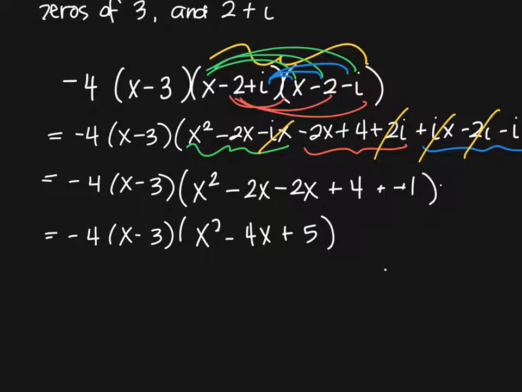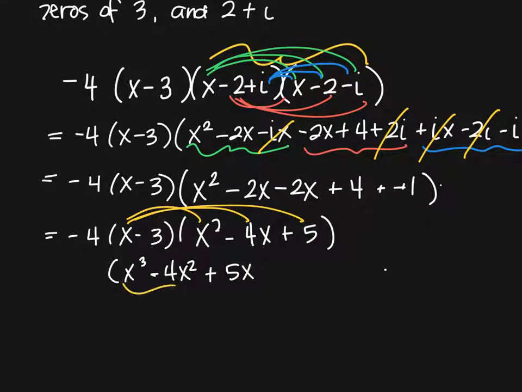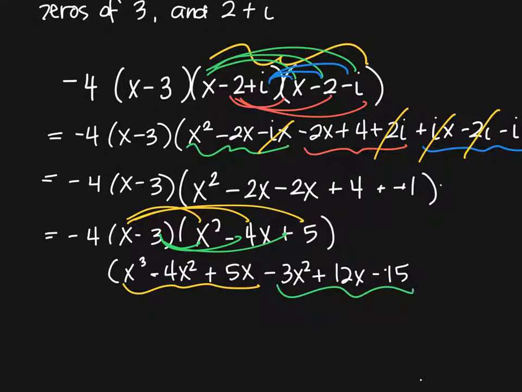So now you want to take your x and distribute that. Now I'm going to have what's called a binomial times a trinomial. I have 2 terms times 3 terms, so I should end up with 6 altogether. So I'll have x to the third minus 4x to the second plus 5x. That's my first set of 3. And then I'll take my negative 3 and distribute that 3 times. So I'll have negative 3x squared plus 12x minus 15. And that's my second set of 3.